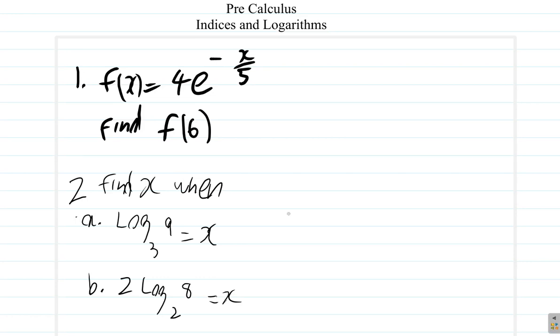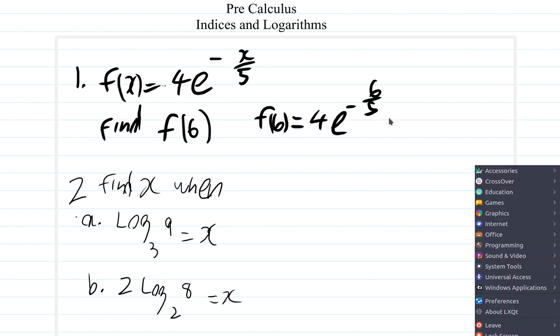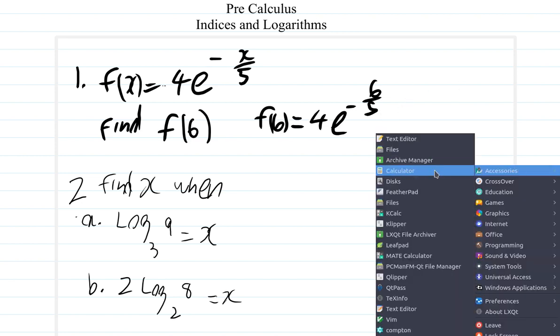Let us look at these examples from indices and logarithms from pre-calculus. f of x is equal to 4e to the negative x over 5. Find f of 6. So, here now, f of 6 would be equal to 4e to the negative 6 over 5. Alright? Now, let's work it out using our calculator.